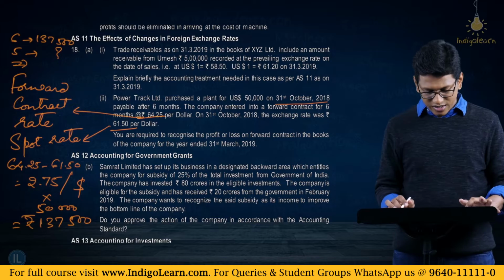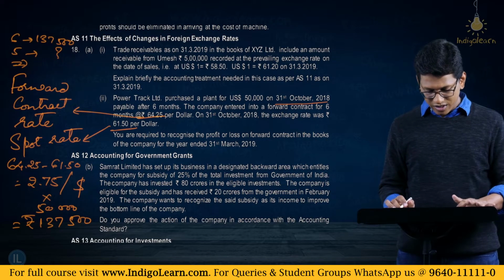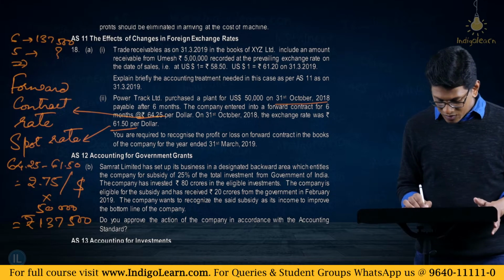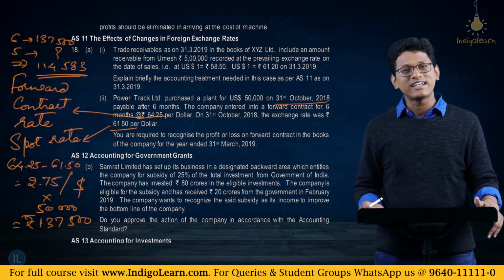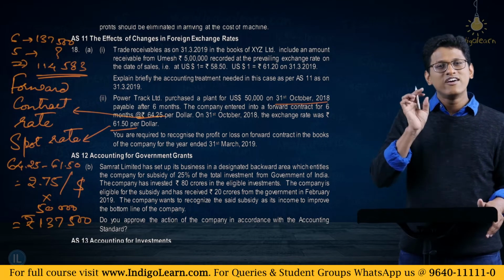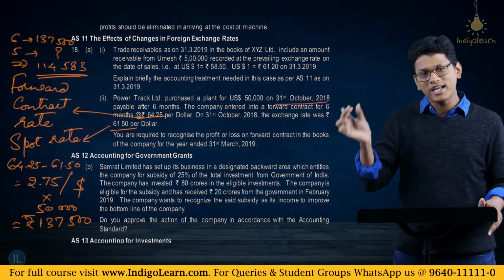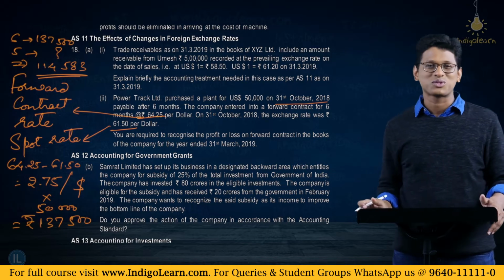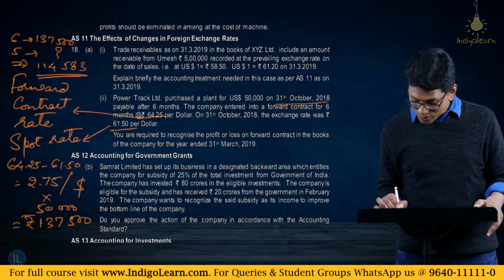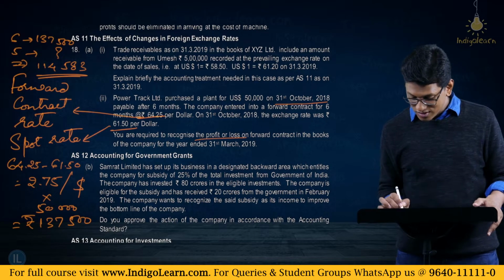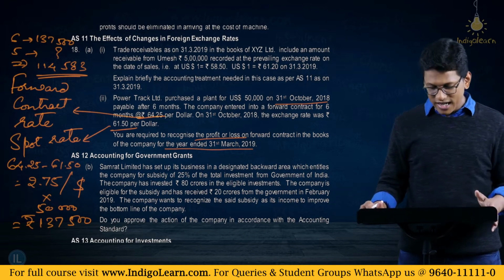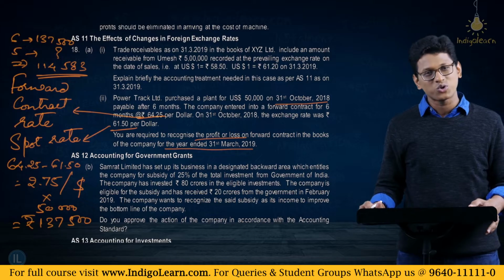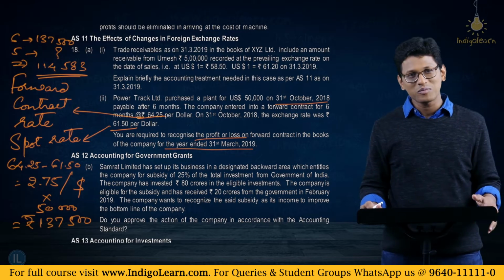Come on, let's calculate. 1,37,500 into 5 divided by 6, 1,14,583. So 1,14,583 is the cost which should get debited to the P&L account as on 31st March 2019. That is what is asked in the question: recognize the profit or loss for the year ended 31st March 2019. What should go into P&L? 1,14,583 should go into P&L in the current accounting period.